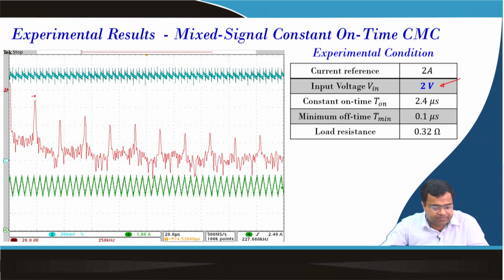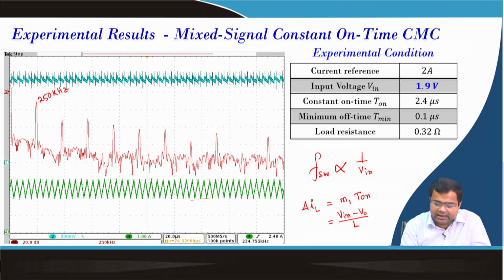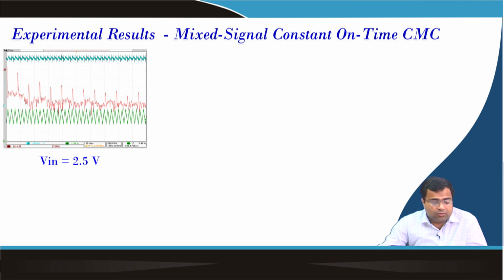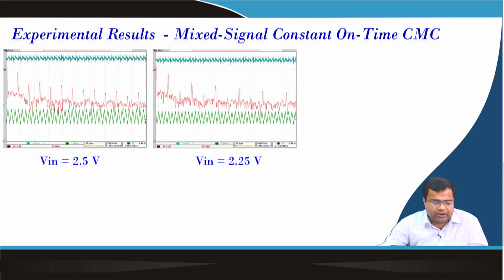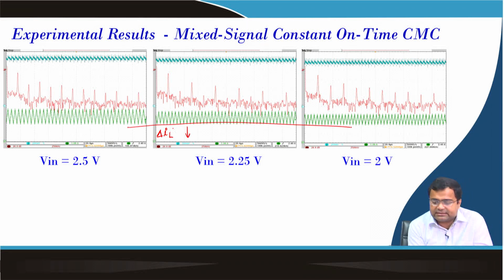If you compare the first ripple, this is the highest ripple. You can see this is 1 ampere, and it is roughly around 1.4 ampere current ripple, but here it is almost 1 ampere. So the ripple is decreasing. Now, we want to compare 2.5 volt, 2.2 volt and 2.2 volt. You see the current ripple: delta IL is decreasing as the input voltage decreases, and since delta IL is decreasing, the frequency is also increasing.